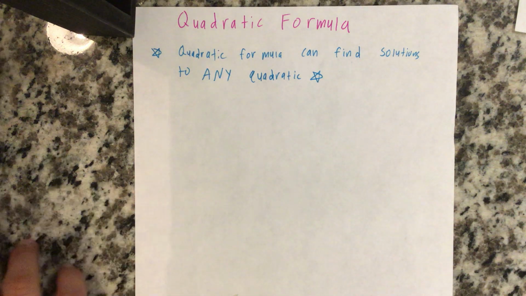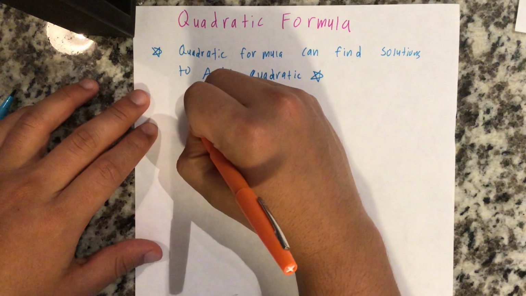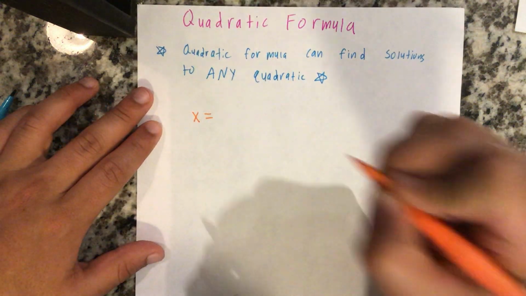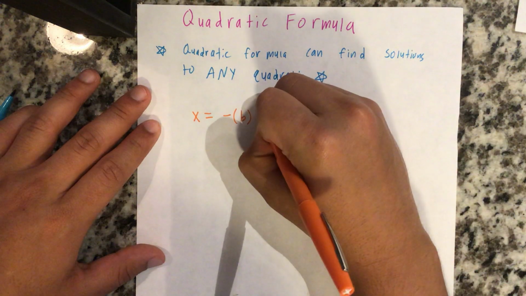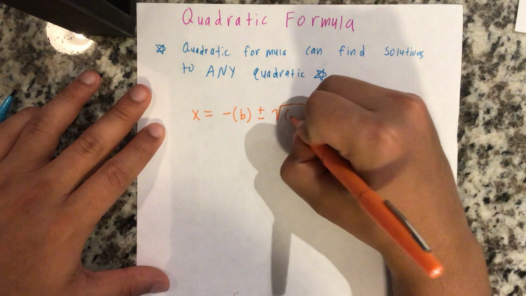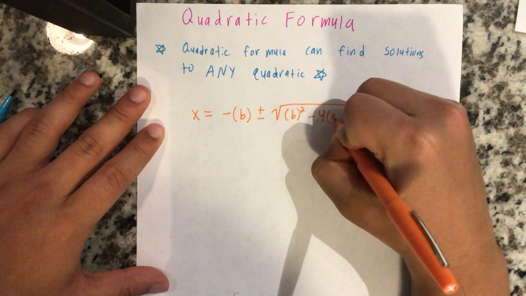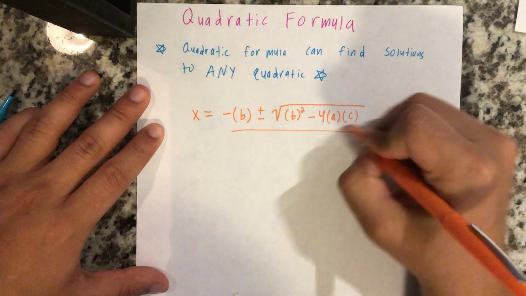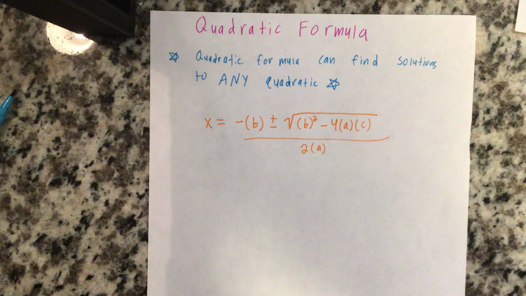So the quadratic formula, it's going to look intimidating, just bear with me, okay? The quadratic formula is x equals negative b plus or minus, and we'll get to that, the square root of b squared minus 4ac, all over 2a, okay? Now, this looks very intimidating. But just don't worry about it yet. We will go step by step and I'll explain what this is, okay?